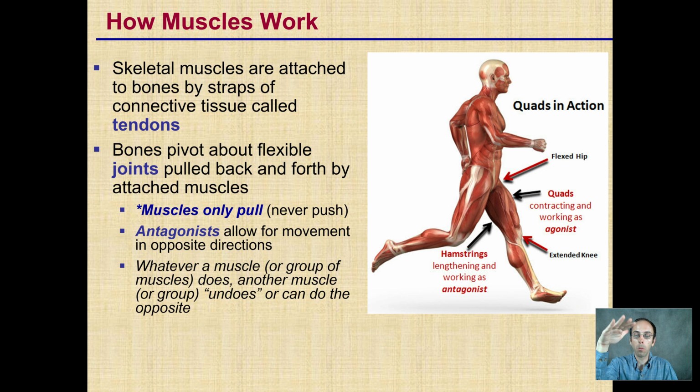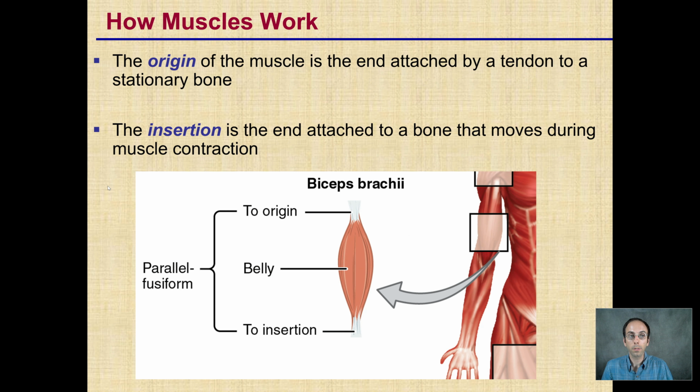So for example, if I move this way, we have muscles here that are being pulled. These are relaxing. But as I move my hand back up, the muscles on the back of my hand would be the ones that are contracting and shortening. So whenever a muscle or a group of muscles does, another muscle or group undoes that same movement. And we kind of see that here as you're running and moving your leg. Muscles, remember, are only pulling, they're never pushing.